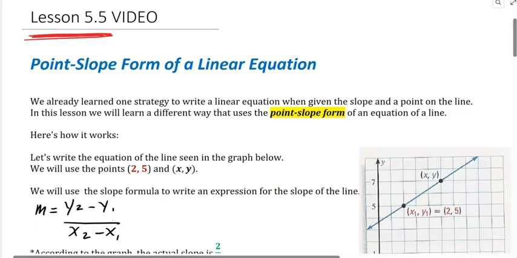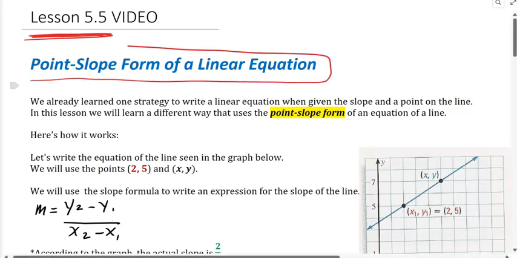And today we are going to be taking a look at the point-slope form of a linear equation. Now, of course, remember when we did slope-intercept? Well, it was called slope-intercept because you used the slope and the y-intercept in the equation. Point-slope form means we're going to use a point that's on the line and the slope as part of the equation. So let's get started.